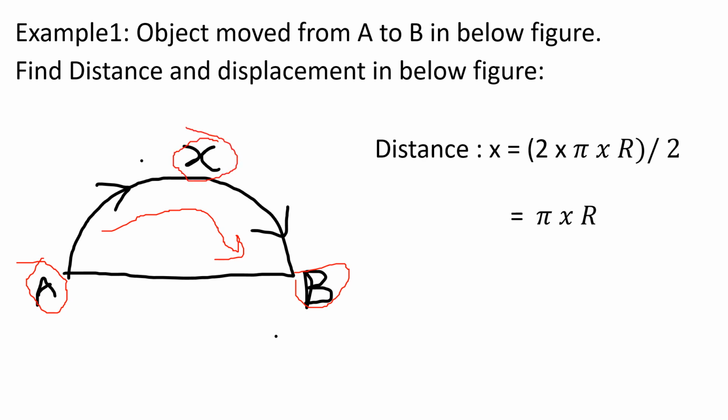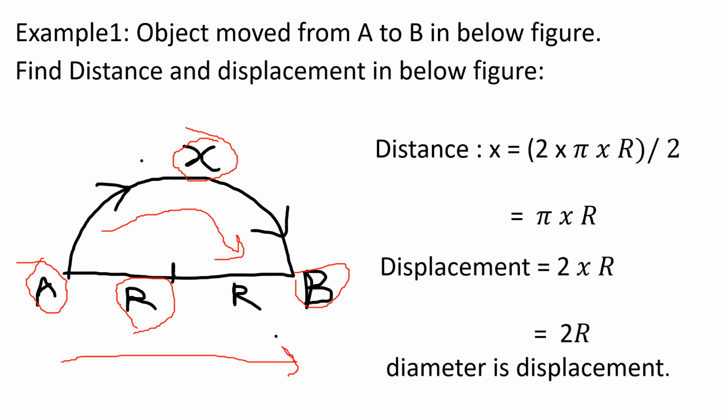Now we will calculate the displacement. We consider the radius r of the circle. The displacement is the shortest path. From A to B, the shortest path is this. The shortest path between A and B is the diameter, which is 2r. We can see displacement is smaller than or equal to distance.